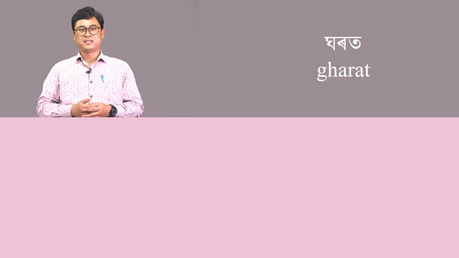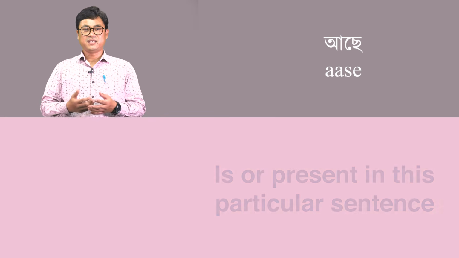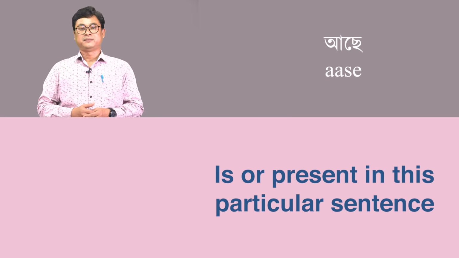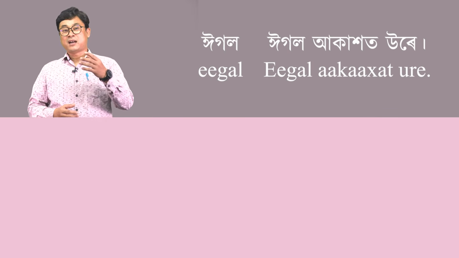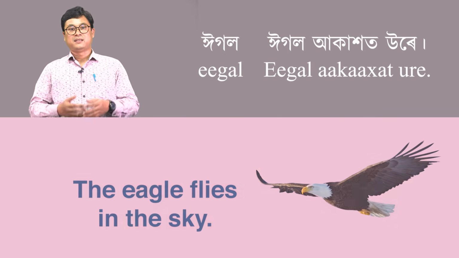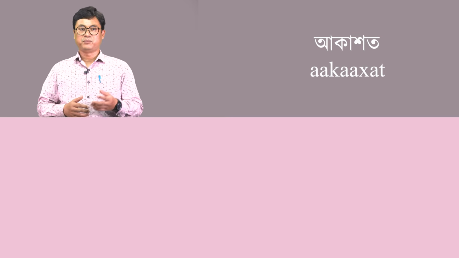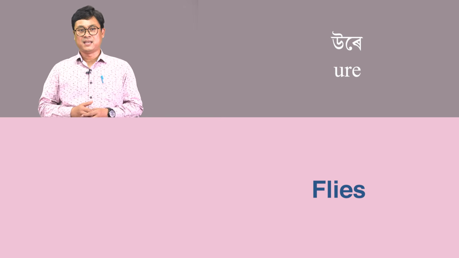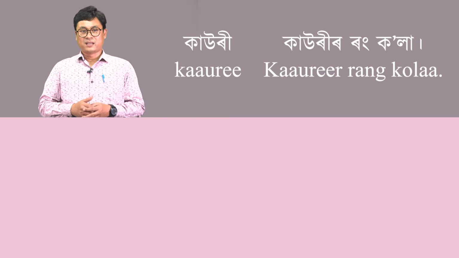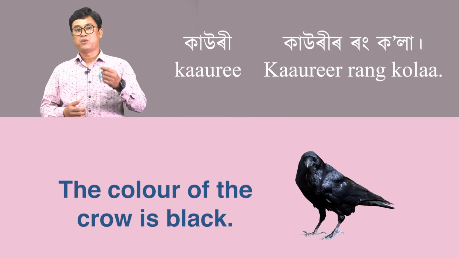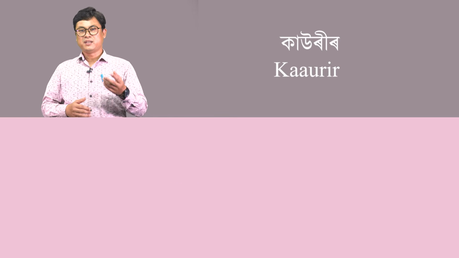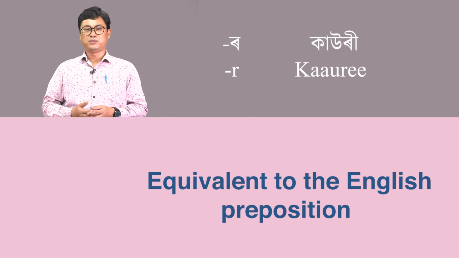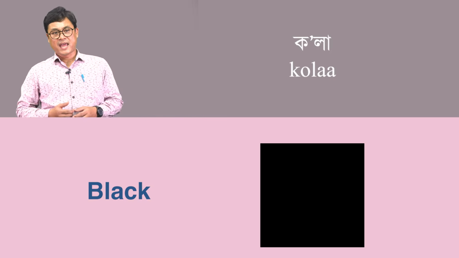Here, ghorot means at home and ase means is or present in this particular sentence. Eagle, eagle akashot ure, that means the eagle flies in the sky. Akashot means in the sky and ure means flies in this particular context. Kauri, kaurir rong kola, which means the color of the crow is black. Here, kaurir means of the crow. R suffix to the word kauri is equivalent to the English preposition of. Rong means color and kola means black.